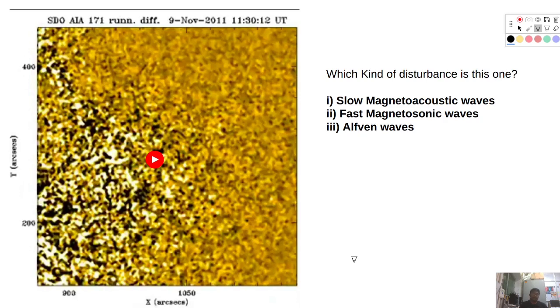Now if we consider the Alfvén wave, you know it is an incompressible wave. So any propagation of an Alfvén wave cannot have any signature in the intensity image, since it does not perturb your density. Okay, so since this is intensity imaging, you cannot trace the presence of an Alfvén wave from this. Now we have two options left.